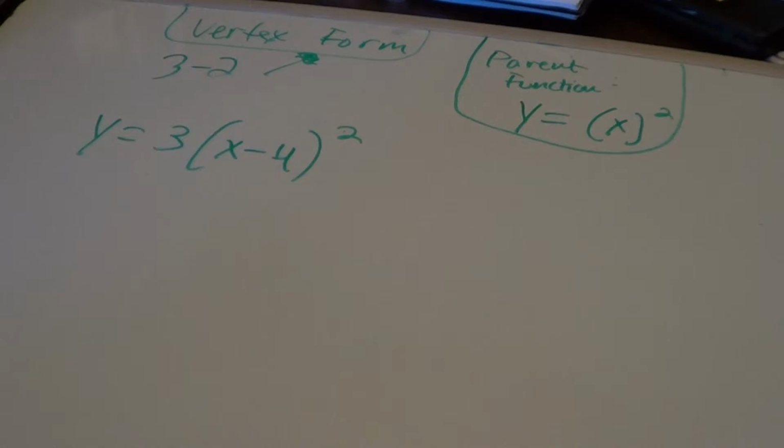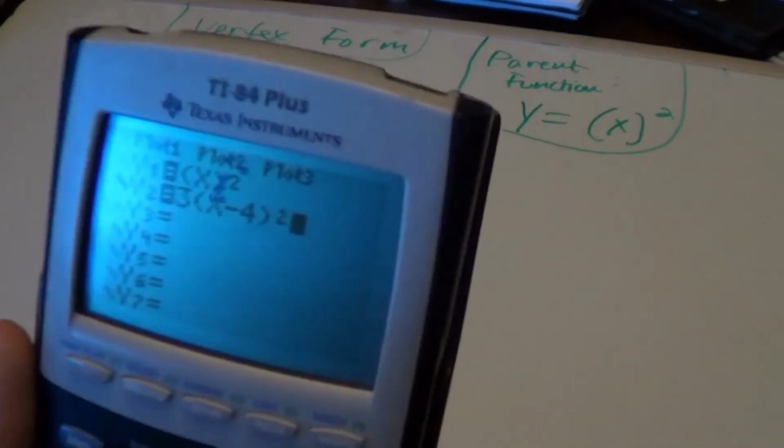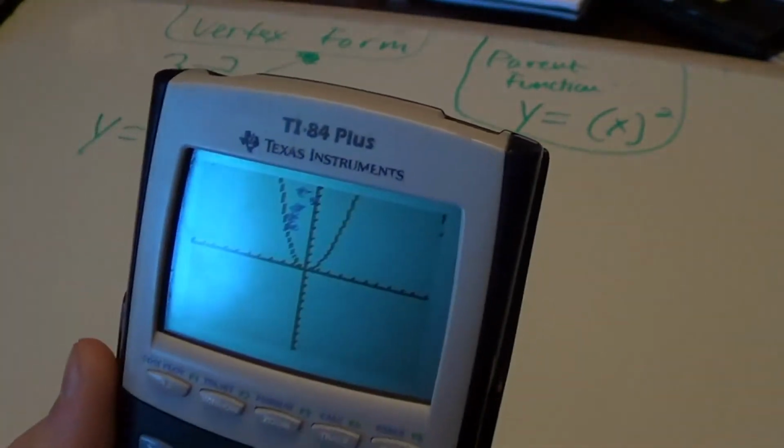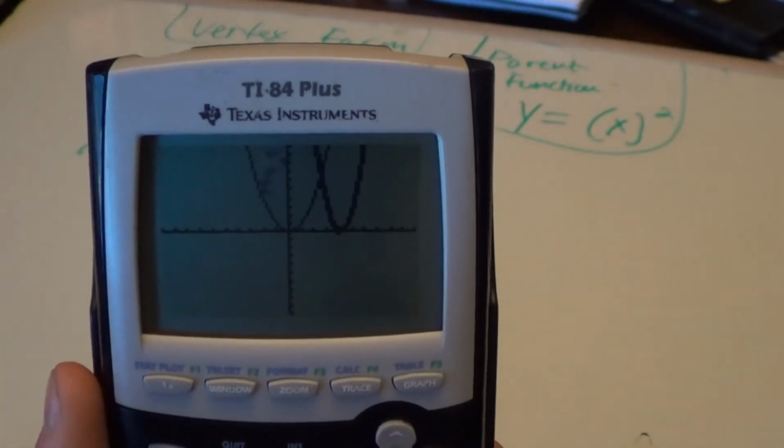3 open parenthesis x minus 4 close parenthesis squared. As you can see, I've entered it in right there, and then you'll click graph, and there you can see it.